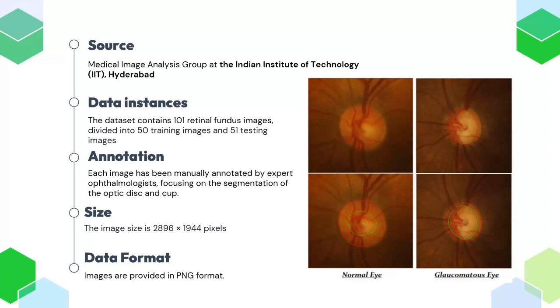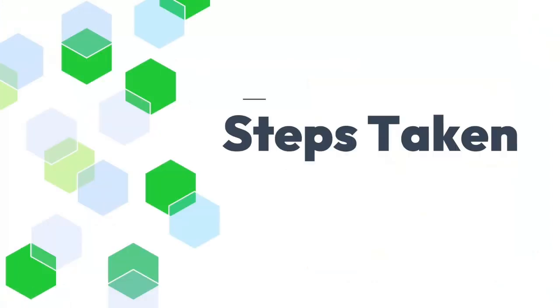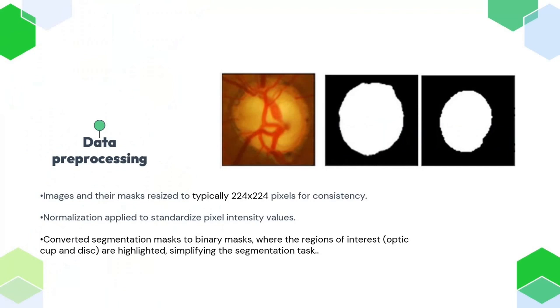Now that we are familiar with the dataset, we can move to the next section where we will be discussing the steps that were taken for the implementation. So let's walk through the key steps we took in replicating the research paper, from data pre-processing to model evaluation. The first step was data pre-processing, which is crucial for ensuring the quality and consistency of the data used in our segmentation model. First off, we started with image resizing.